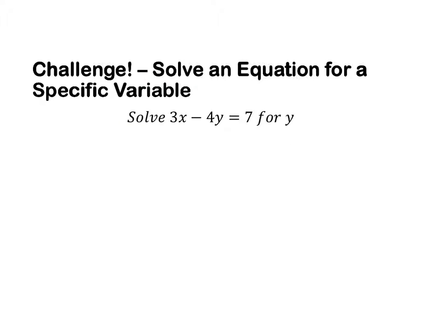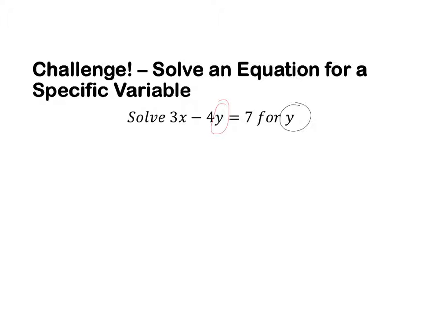All right, so here's our last problem, and this is a challenge problem, and I want you to do this on your own. You're going to use the same concepts you used to solve an equation when we just had one variable. This time we have more than one, but we want to solve this equation for y. So I want to get this y by itself. I'm going to use the same principles as before, and isolate y.